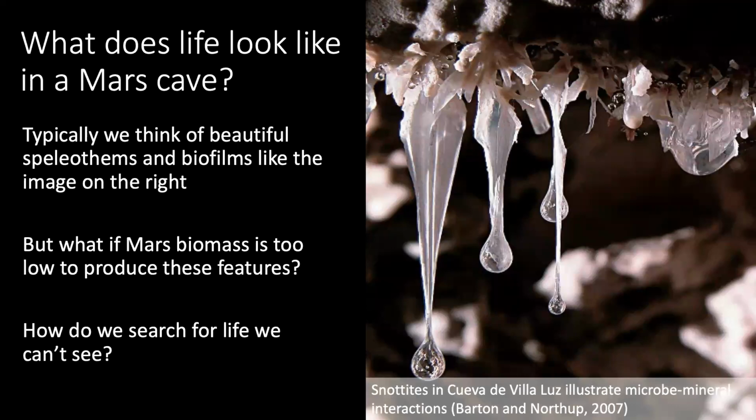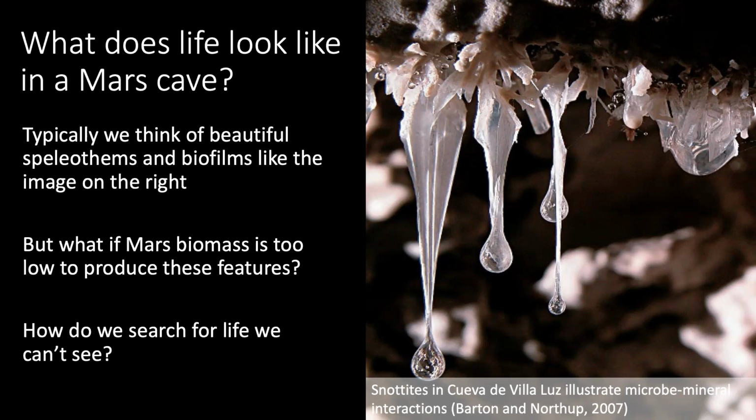Now, when we've looked on Earth, a lot of the work that has been done in lava tubes focuses on microbial mats and speleothems. So these are visible indicators of life. So you could walk through a cave, see something like this gorgeous snotite here, which gorgeous snotite sounds really odd. Do you know what I mean? And go, oh, yes, definitely life, right?